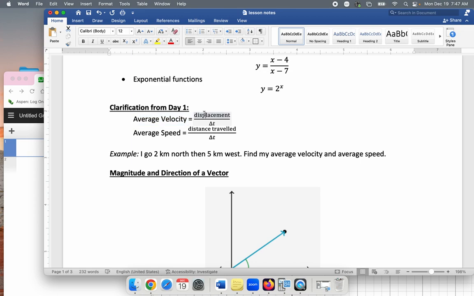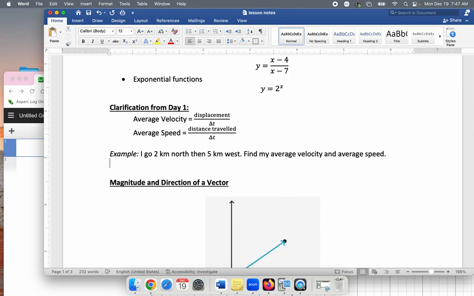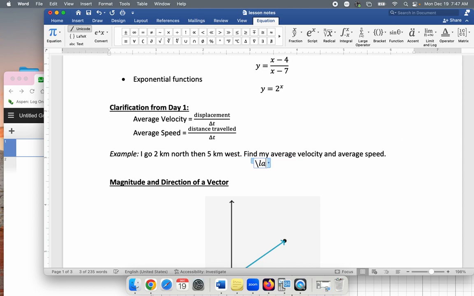Average velocity is displacement divided by the amount of time that's elapsed, and this is a scalar. This is like a magnitude, and average speed is distance traveled divided by time. So just as an example, if I go 2 kilometers north, then 5 kilometers west, let's find my average velocity and average speed. Well, I would say that there are 2 vectors involved here. One of them is the first vector going north, that's 0, 2, and then my other vector is the west direction, so that's -5, 0. And if you add those 2 vectors together, you get -5, 2. That is my displacement vector.